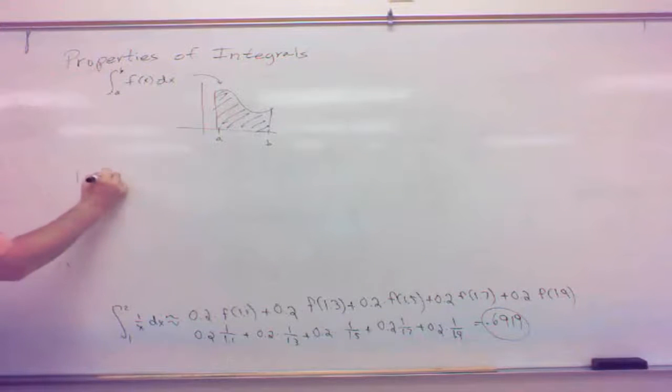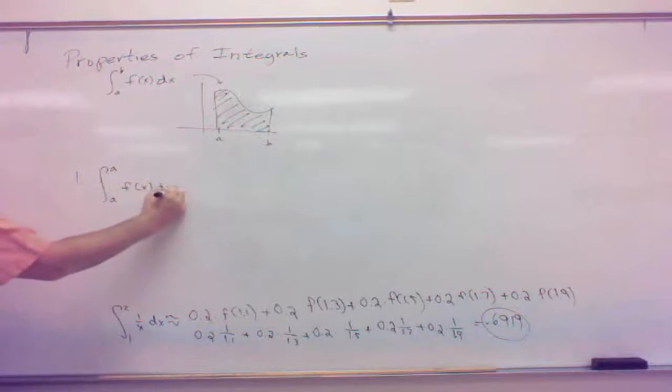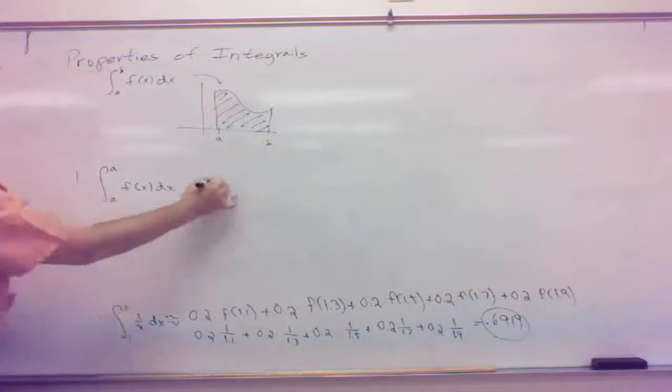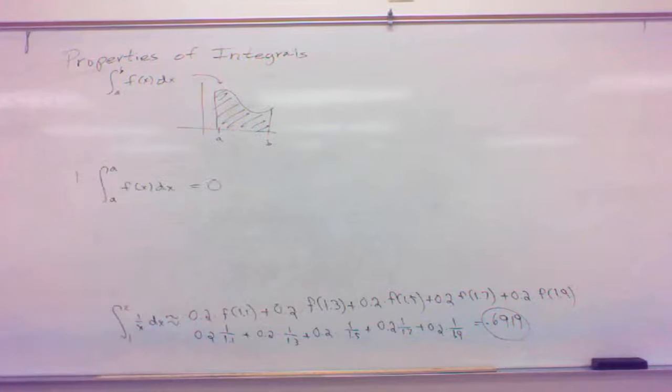Let's call it property 1. The integral from a to a of f of x dx, or b to b, or whatever. What would be the area under a point, a value, like a? Is there any area? No. There's no area because you don't go anywhere. If your limits are the same, the integral is 0. That won't happen a whole lot, but there's no area from a to a there. You have to have some width to have any area at all.